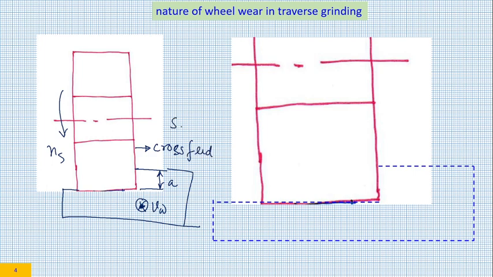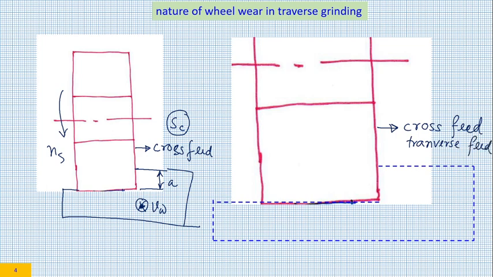So, I think we used SC to give that cross feed value. In this particular case, this is the zoomed feature. This is moving in this direction for the cross feed or transverse feed. So this is the cross feed, or it can also be called transverse feed, and this is called traverse grinding.